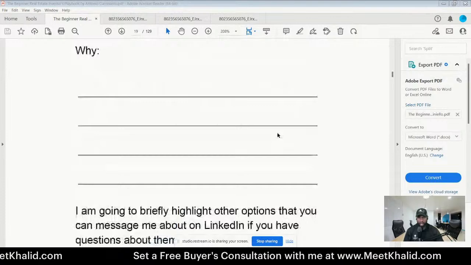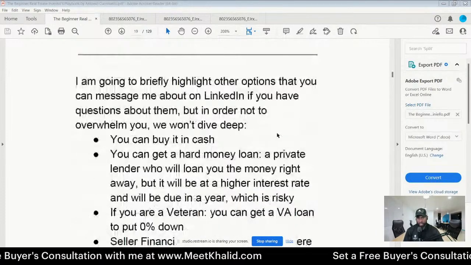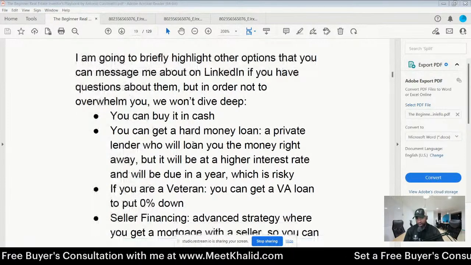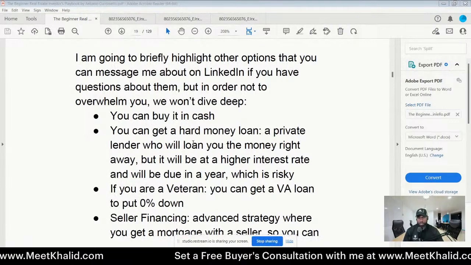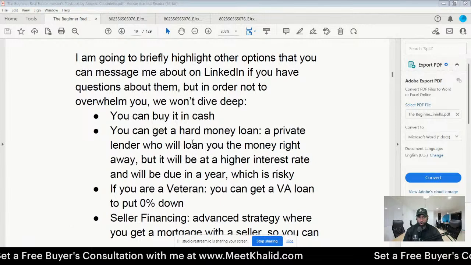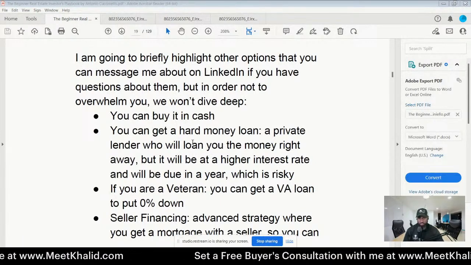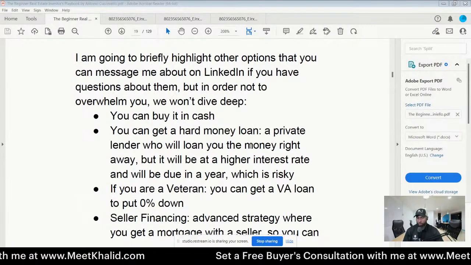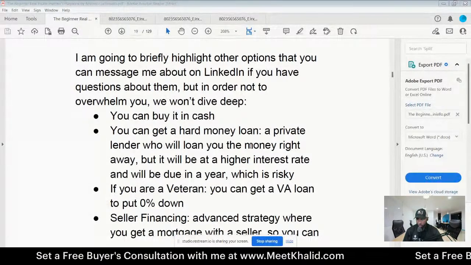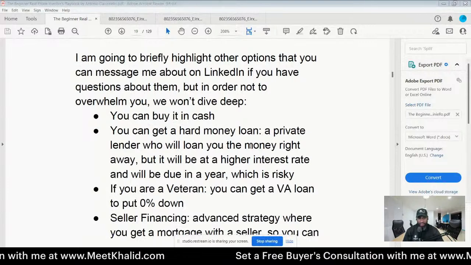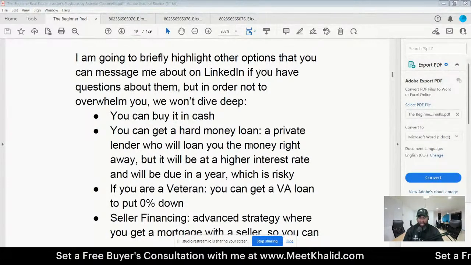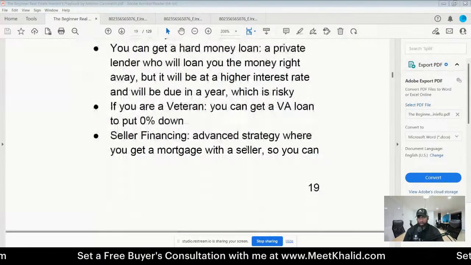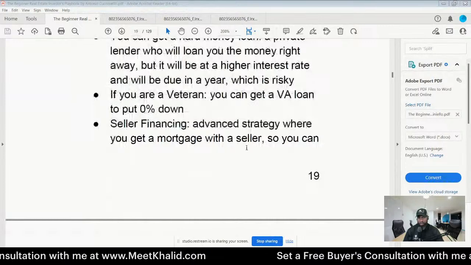All right. So it says I'm going to briefly highlight options that you can use. I won't dive in. You can buy a home for cash if you want. You can use hard money. What's hard money? Hard money is a private lender who will loan you the money right away, but it will be at a higher interest rate and will be due in a year, which is risky. A hard money loan is more for short-term loans. Okay, you really need the money, but it's somewhere in between private money and getting the money from the bank. Also, you have veteran loans where you don't have to put anything down. And the seller is willing to be the bank.